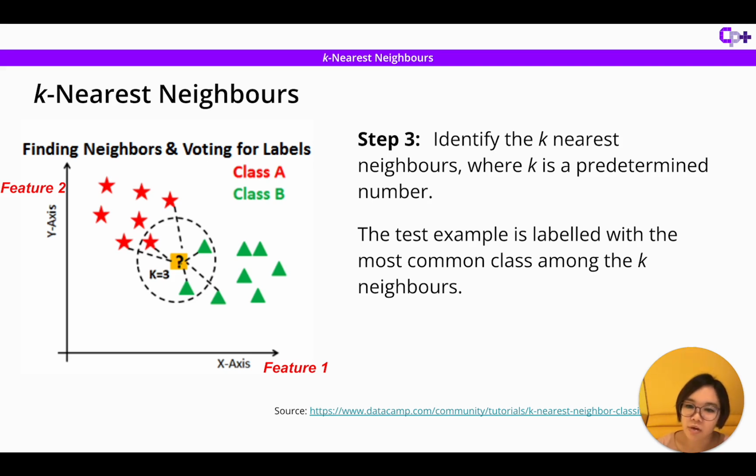So let's say I settle on the number 3, k is 3. So k is a predetermined number, right? So let's say I decide that k should be 3. So I look at the 3 points that are closest to my question mark. So it happens to be these 3 in the dotted circle. I have 1 class A and 2 class B. So it is 1 versus 2. Class B will win. So I will label my question mark with class B, because it is closer to 2 of my class B's compared to 1 of the class A.